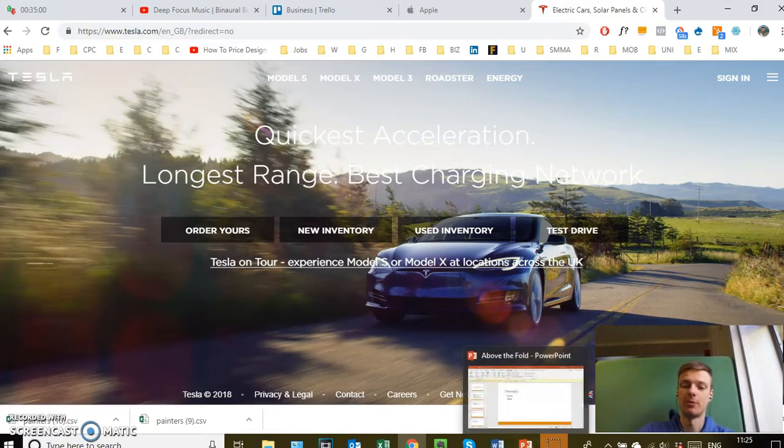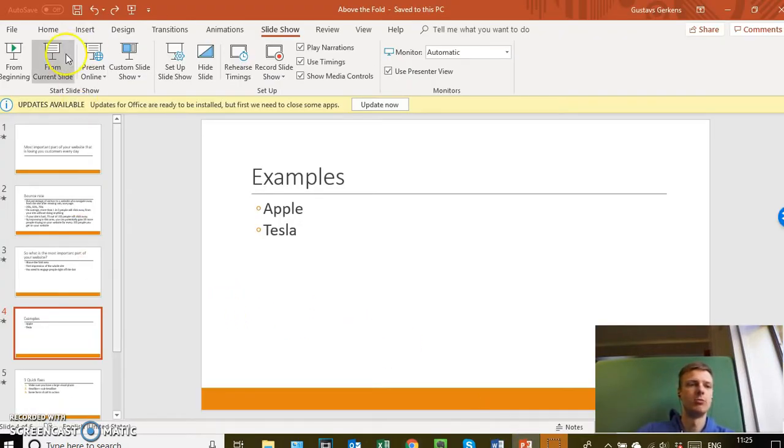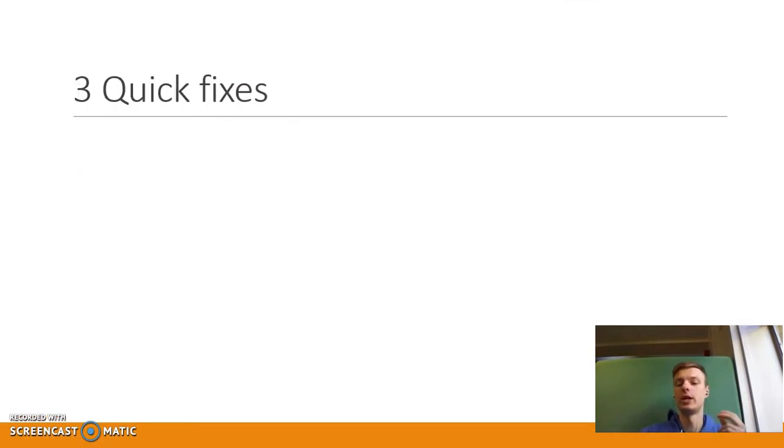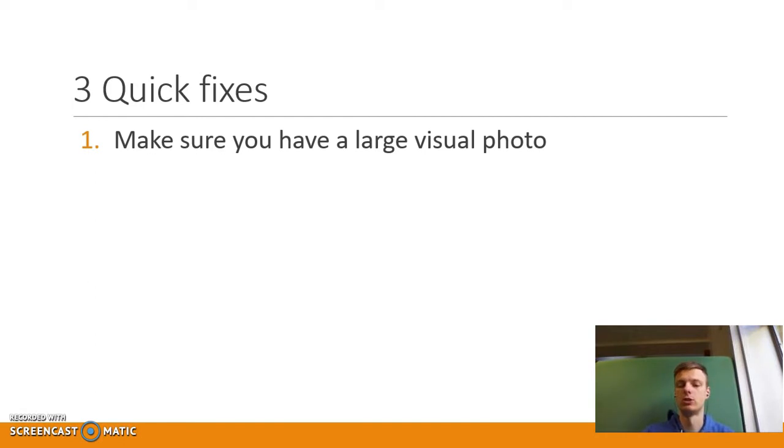And now, while I'm here, I'm gonna quickly tell you 3 quick fixes that you can do to really fix your above the fold area. So number 1 is make sure you have a large visual photo. This is what Tesla and Apple had, a large background photo, because photos really capture people's attention. A picture is worth more than 1,000 words, and that's the key, because pictures communicate much more emotion. They capture people's attention more. So use big images. Those are really good especially for above the fold areas.